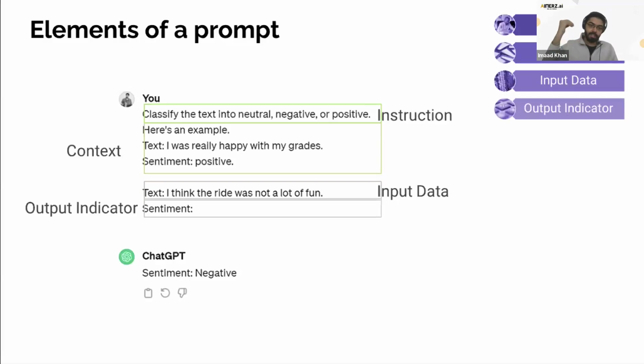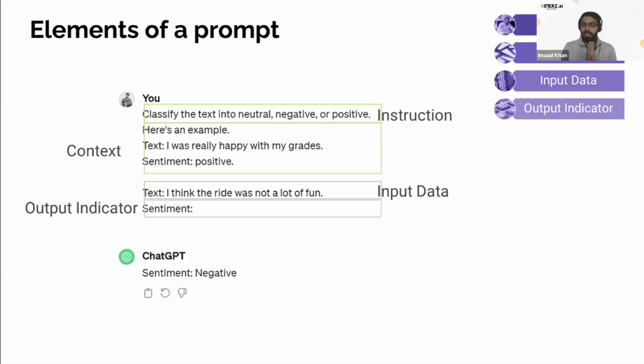Okay. So you have an instruction, you have a context, input data, and output indicator. So you have these four elements of a prompt. Some of them can be there, or all of them can be there, based on the kind of instruction or the kind of stuff you want to do, right? But if you structure it this way, you're likely to get a good response.